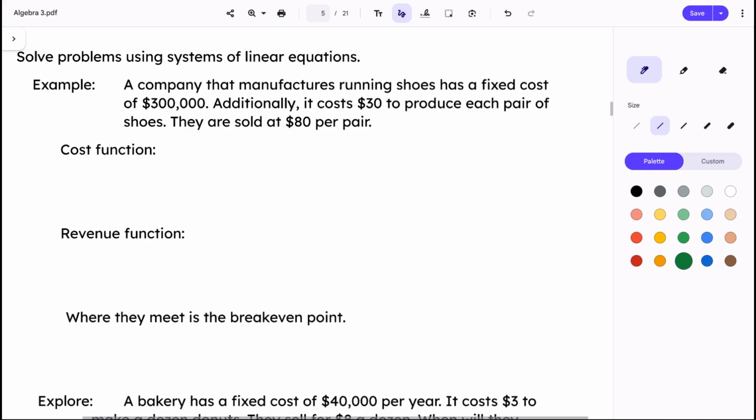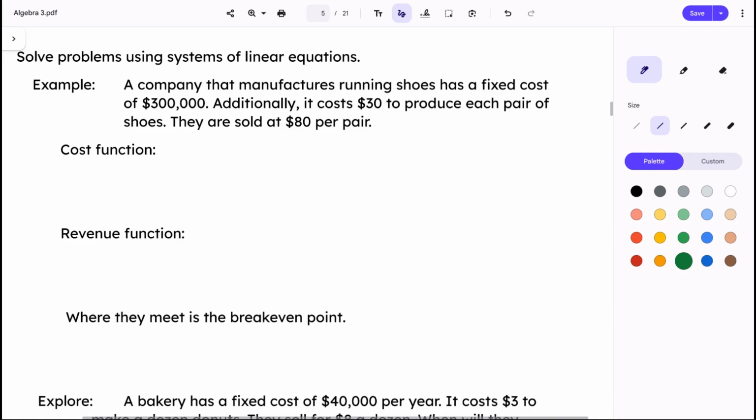Okay, we're going to take a look at still using substitution and elimination, but now starting to apply it to some problems. So this first one says that a company that manufactures running shoes has a fixed cost of $300,000. So that could be what they have to pay for the materials, to run their warehouse, their operations, all that stuff. Additionally, it costs $30 to produce each pair of shoes. They are sold at $80 per pair.